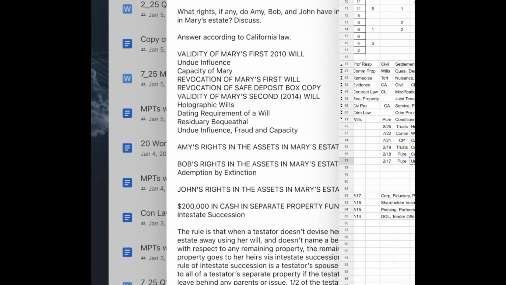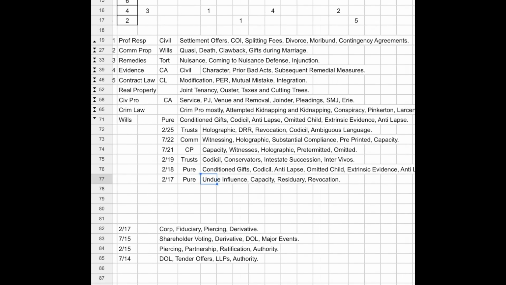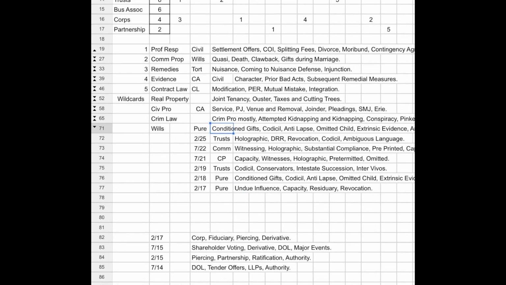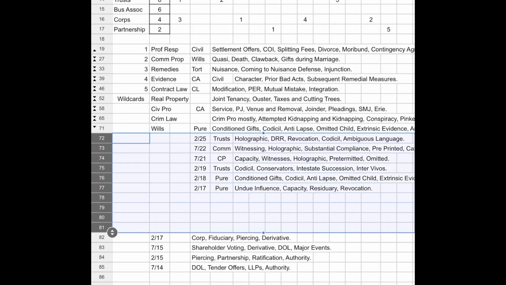Undue influence, capacity, revocation, residual revocation. So take a look at this exam for sure. All right, let me write that in. Undue influence here. Okay, take a look at 2/18 and 2/17 for sure. Take a look at it all, but pay close attention to 2/18, 2/17.